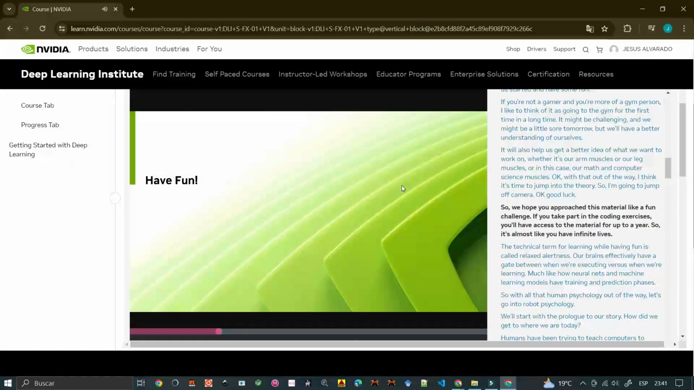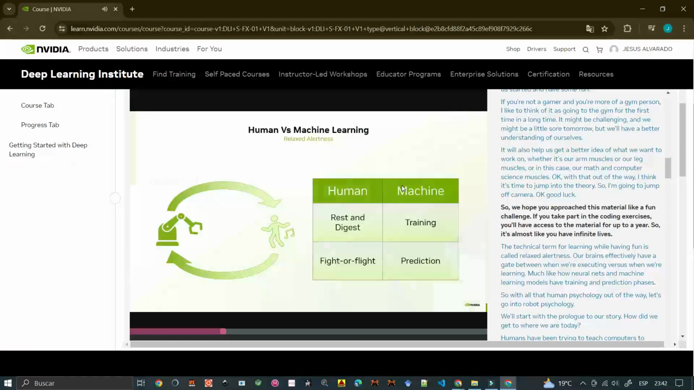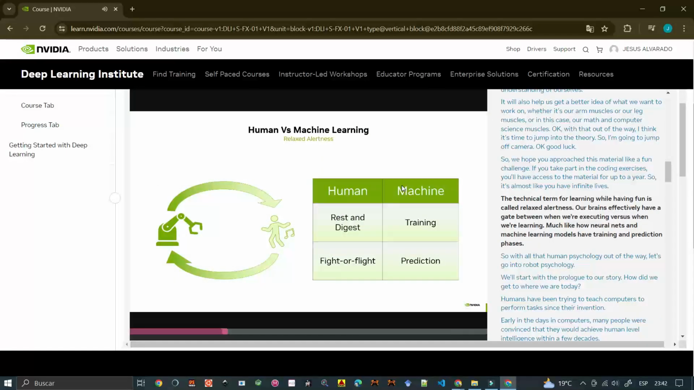So we hope you approach this material like a fun challenge. If you take part in the coding exercises, you'll have access to the material for up to a year, so it's almost like you have infinite lives. The technical term for learning while having fun is called relaxed alertness. Our brains effectively have a gap between when we're executing versus when we're learning, much like how neural nets and machine learning models have training and prediction phases.